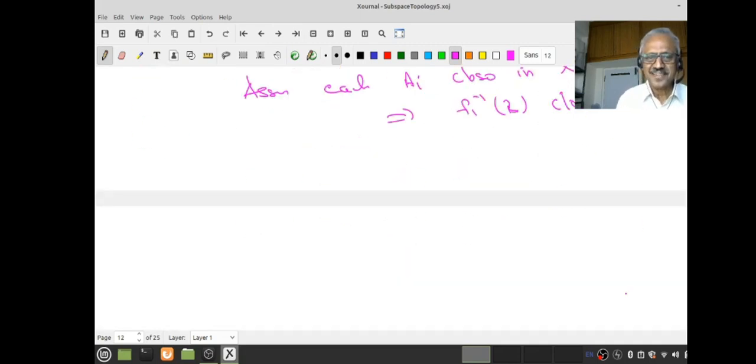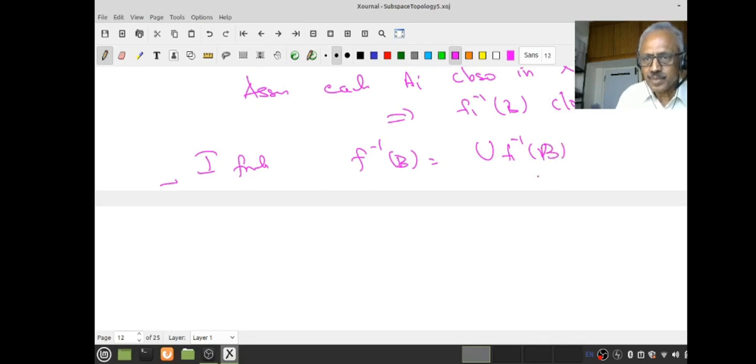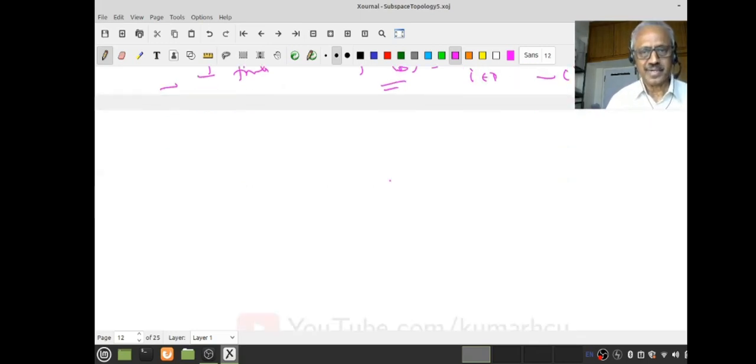Do you understand? So if I is finite, then f inverse of B equals the union of fi inverse of B. These are all closed in X, and this is a finite union. So a finite union of closed sets is closed, therefore f inverse of B will be closed. Right? So now let us understand what is theorem 2, the second version.